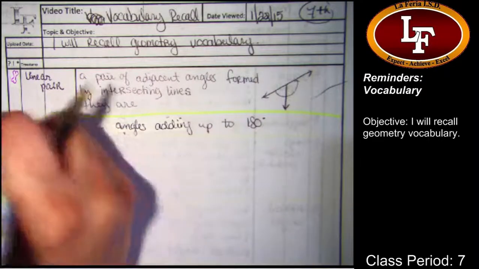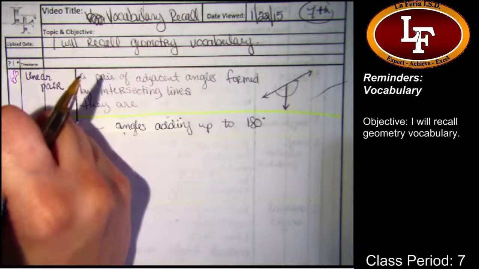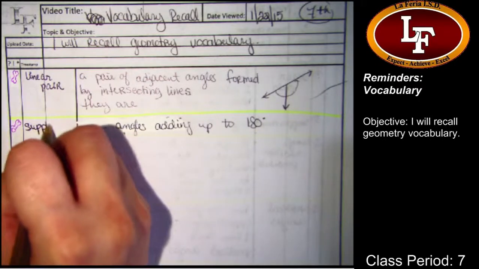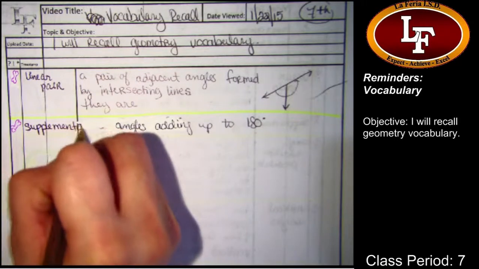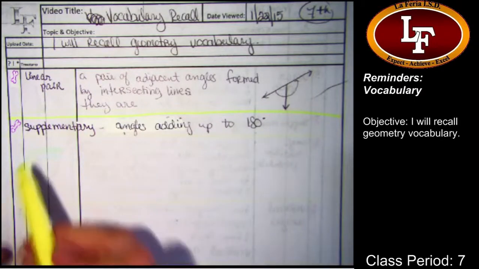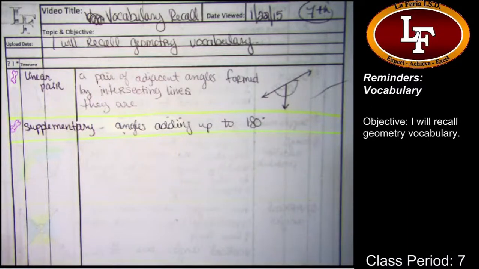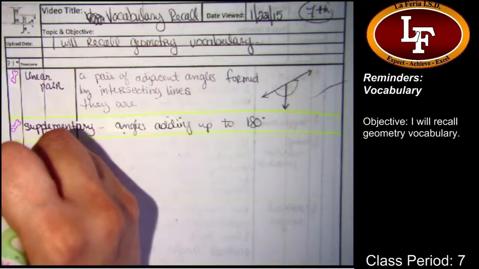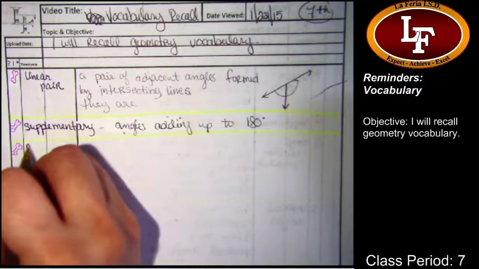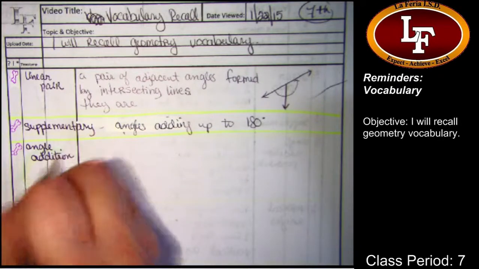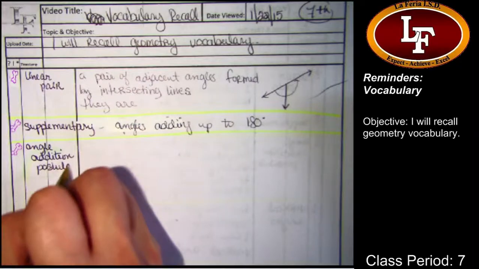So this one's another recall moment. So here's our next bone. The word is... I didn't hear you. I'm sorry. The word is supplementary. Angles add up to 180. All right. Related to this whole adding angles thing, our next bone is the angle addition postulate. Go find that definition.